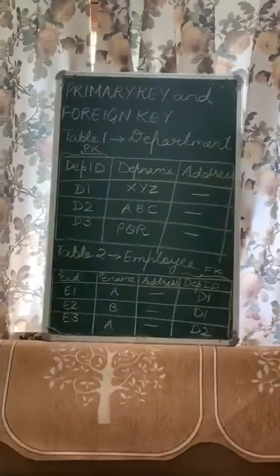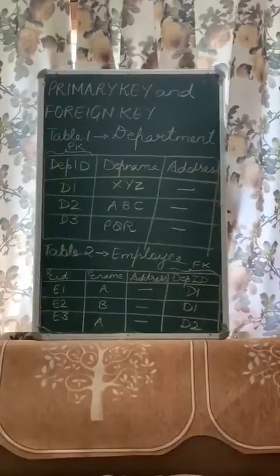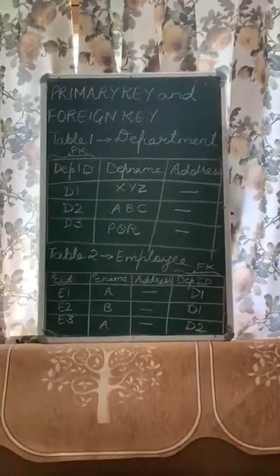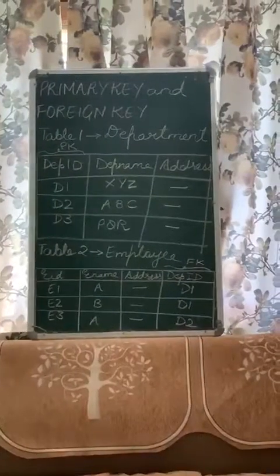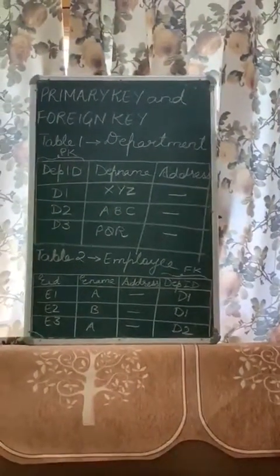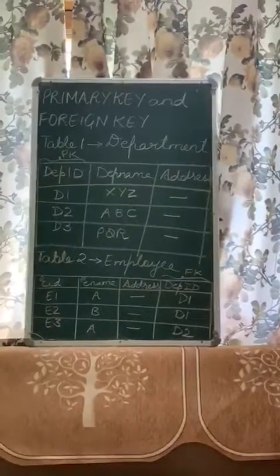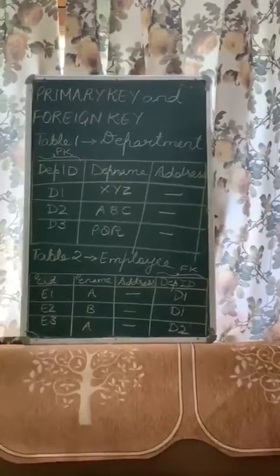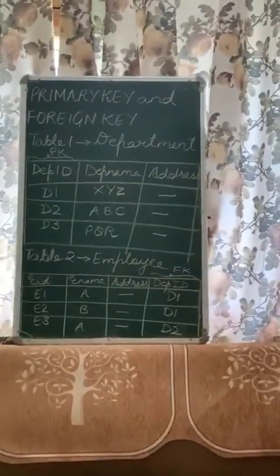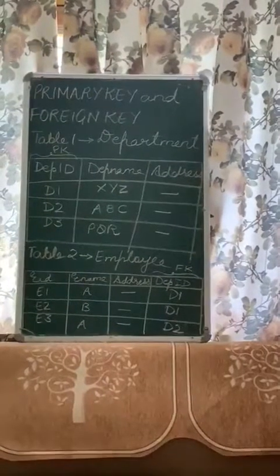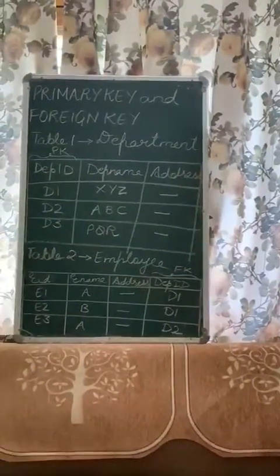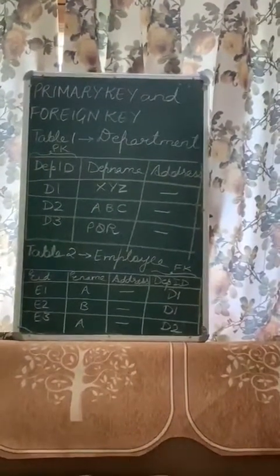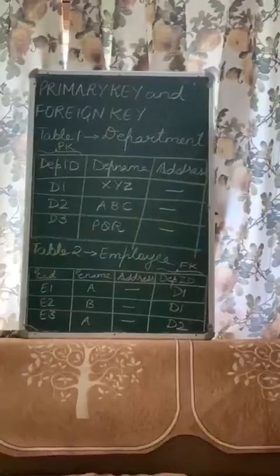Okay, so now to understand the concept of primary key and foreign key, first let us take an example of table 1, that is department. Now in a table department, we have the following attributes or the column names, that is department ID, department name and address. Now the department ID, we fill the values D1, D2 and D3, and the department name is XYZ, ABC, PQR. Address, we can consider any random address: Delhi, Noida, Dehradun, any.